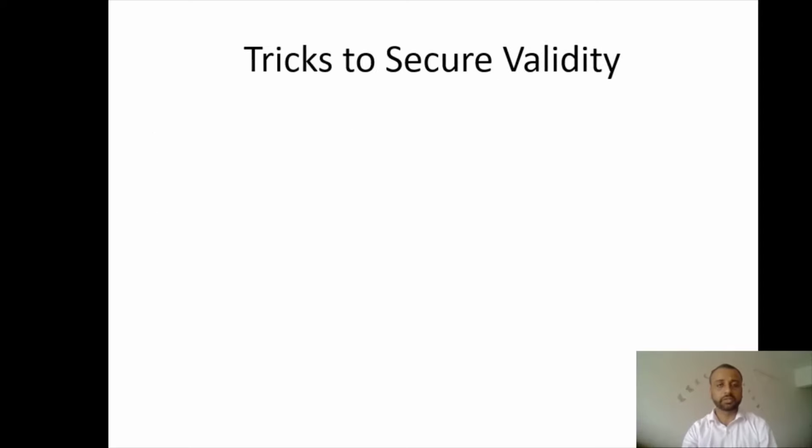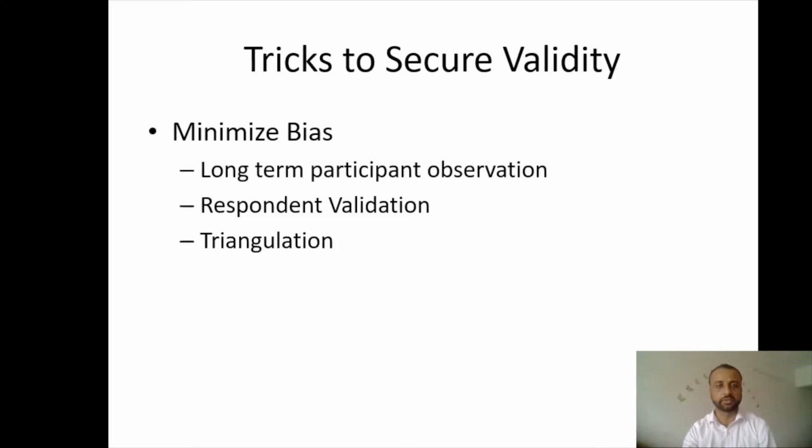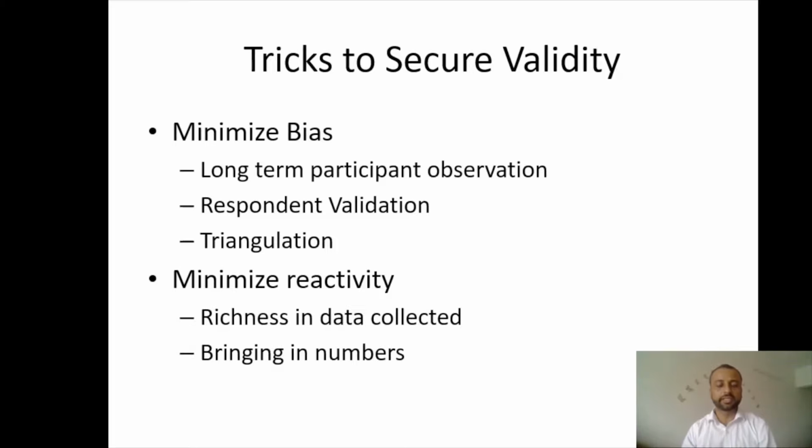So other than triangulation, there are multiple other tricks that a lot of researchers have shared in order to minimize the bias and reactivity. The first most common technique that has been suggested to the researcher is that you should have a long-term participant observation. In the second module, when we talk about participant observation, we said that it's an approach where a person goes into the field and observes a lot of things and he becomes a part of the group.